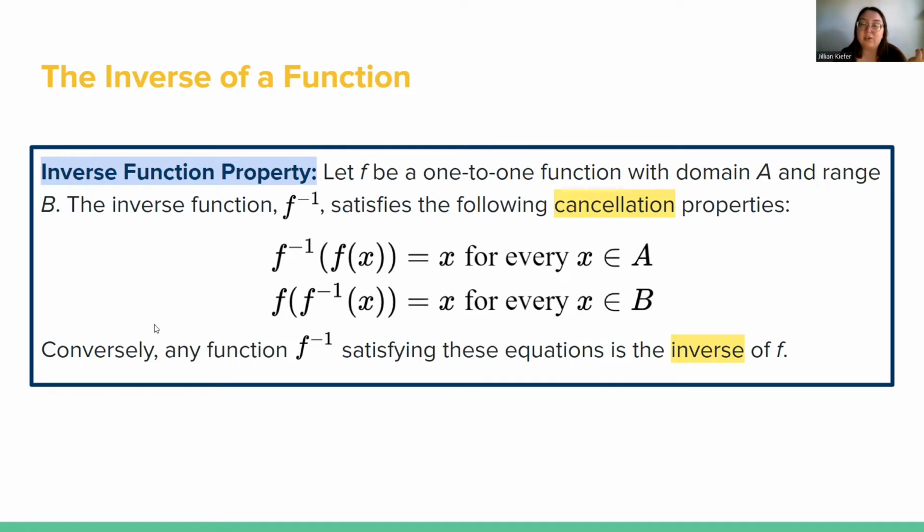So conversely, any function f inverse that satisfies these equations would be the inverse. So if you had a function and you wanted to know if it was the inverse, you would take the composition of that original function and see if it equals x. If it equals x, then yes, it's the inverse. These are composition functions, if that was not clear when you looked at it. You're taking the composition of those functions and then they would cancel each other out.